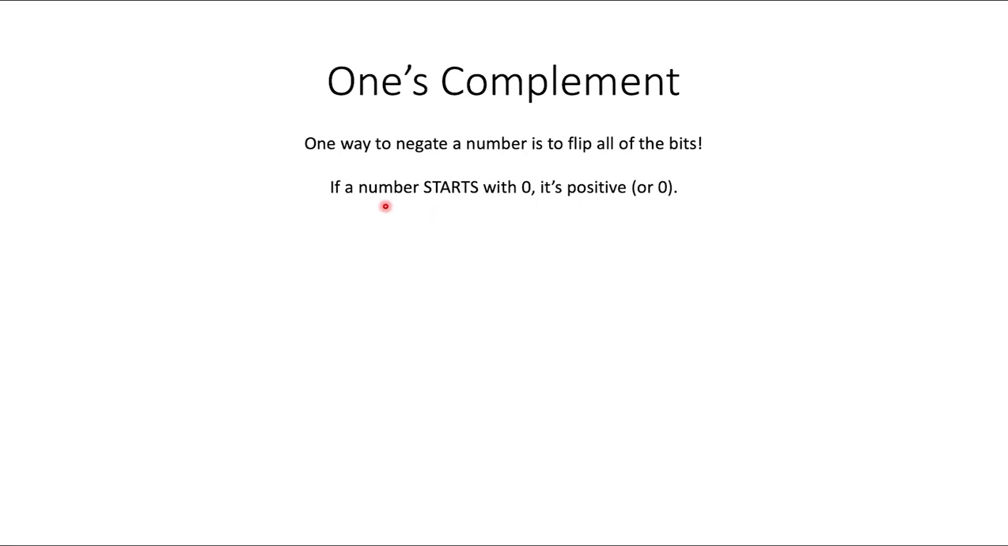The first attempt is something called 1's complement. And there are sort of three rules that make 1's complement work. The first rule is that one way to negate a number is to flip all of the bits. So if I have a number, and I flip all of the bits using NOT gates, I should get its negative. The second rule is that if a number starts with 0, it's positive. And if a number starts with 1, it's negative. And what this means is that this 0 at the beginning of the number and this 1 at the beginning of the number isn't actually part of the number. It's just a symbol that denotes whether the number is positive or negative.